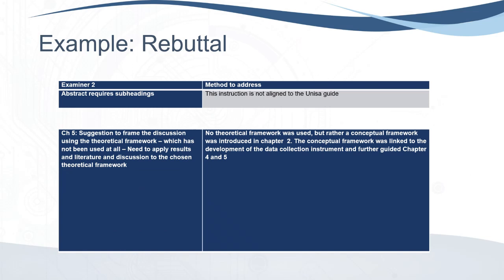There is an example of a rebuttal where the examiner said that the abstract requires subheadings, and the student could indicate there that the instruction is not aligned to the UNISA guide. So you can indicate your reason why it was not done. Here was a discussion on the theoretical framework, and the student indicated that a conceptual framework was introduced in chapter 2 and was linked to the development of the data collection instrument and further guided chapters 4 and 5, whereas the examiner referred to a theoretical framework. This response from the student also shows that the student understands the use of a theoretical framework or a conceptual framework.